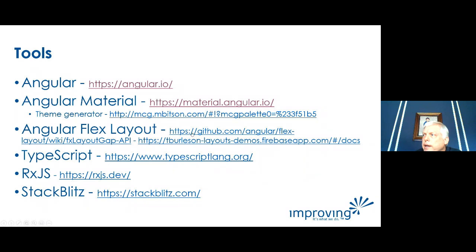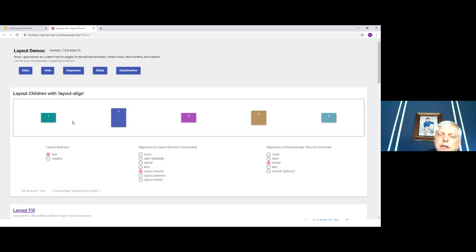The other piece I want to point out is this Angular Flex layout. If you're familiar with CSS and Flexbox, the Flex layout gives you the ability to control how you're laying out your elements on the screen. I won't go into details here either, but the link will be on the site, and here's a site that you can come to and play with to see how, by just changing certain attributes, the elements will be laid out differently.